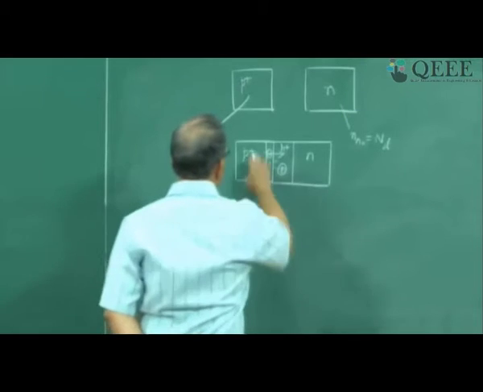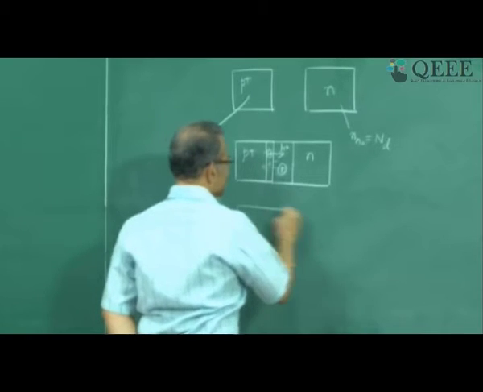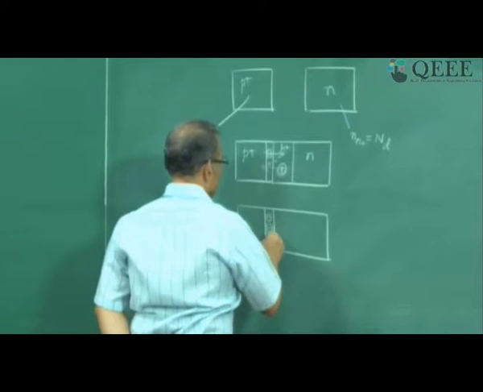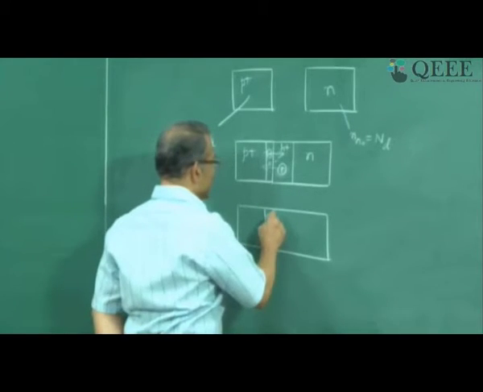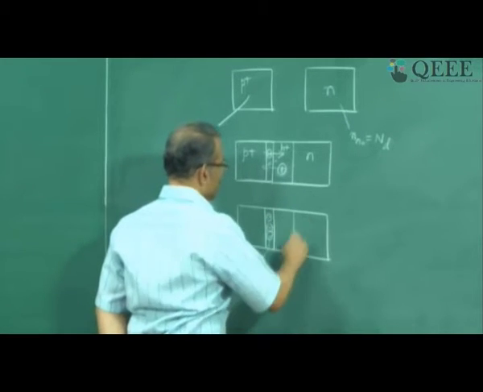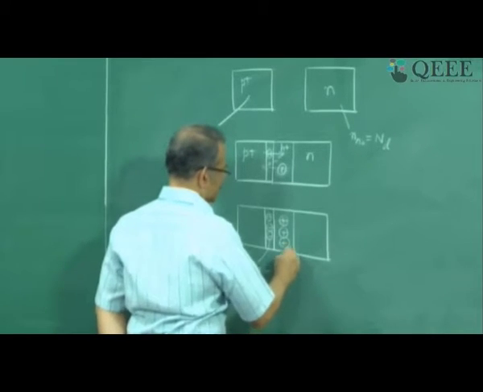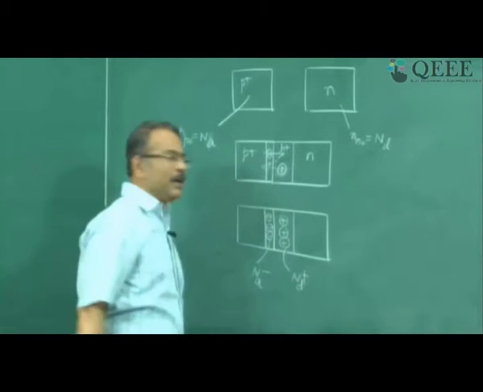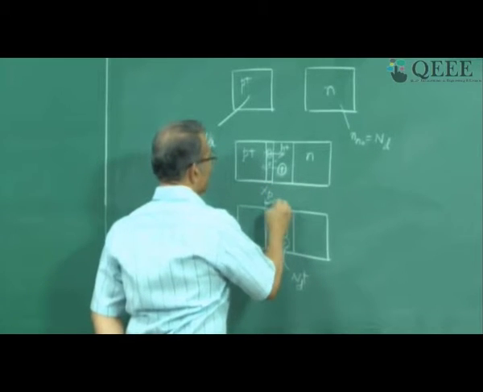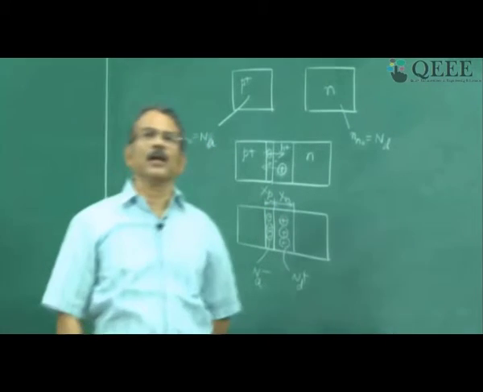Also, there are a large number of holes here, so electrons coming here can recombine, and therefore you are getting a region where you have ionized negative charge which cannot move, ionized impurities, NA minus, and here you have donors which are left behind by these electrons, ND plus. Now you see the left hand side width, let us call it Xp for P region, and right hand side width, they are not equal. Why?